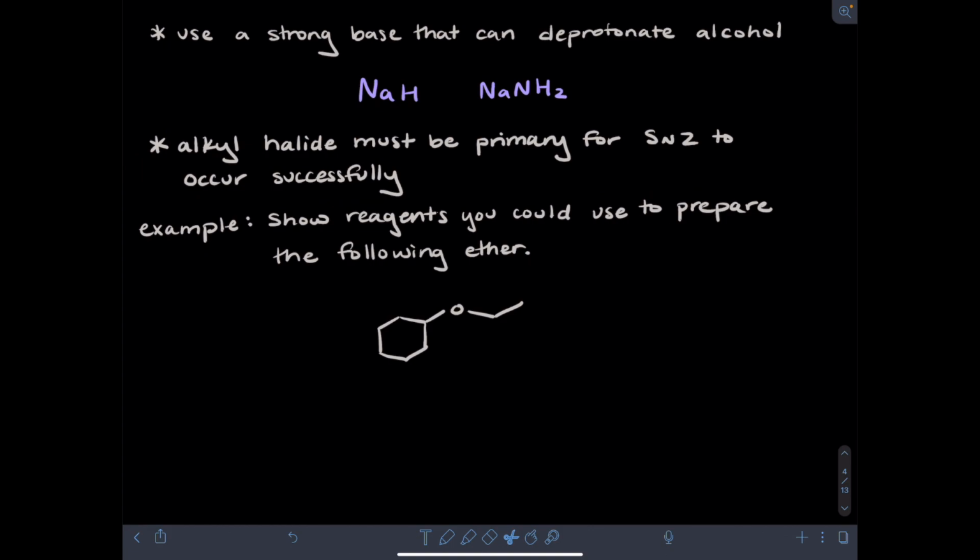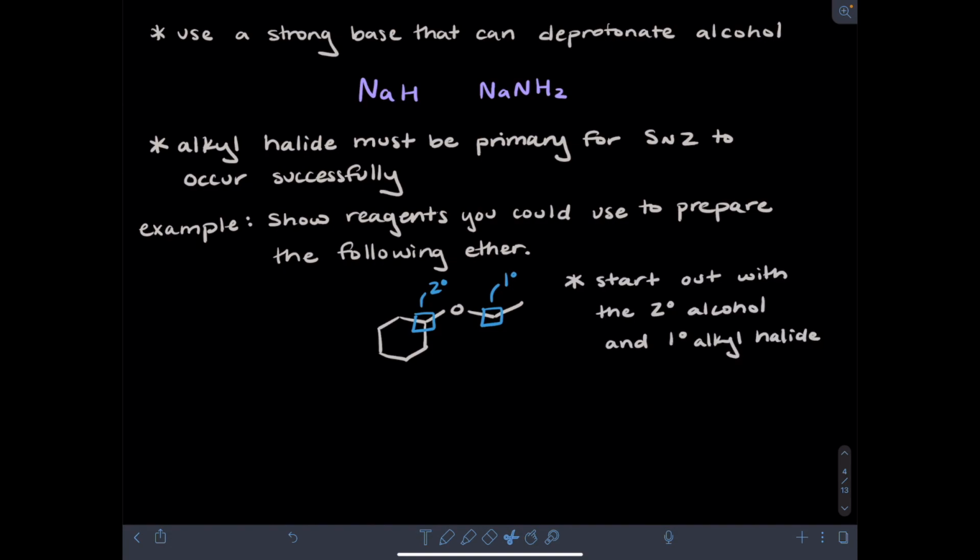As an example, let's consider you're given the following ether, and you want to choose the reagents that should be used in order to prepare the ether in the highest yield possible. On the left side, I have a cyclohexyl substituent, and on the right side, an ethyl substituent. What you would want to do is look at the substitution of the carbons attached to the ether oxygen. Notice on the left I have a secondary carbon, and on the right I have a primary carbon.